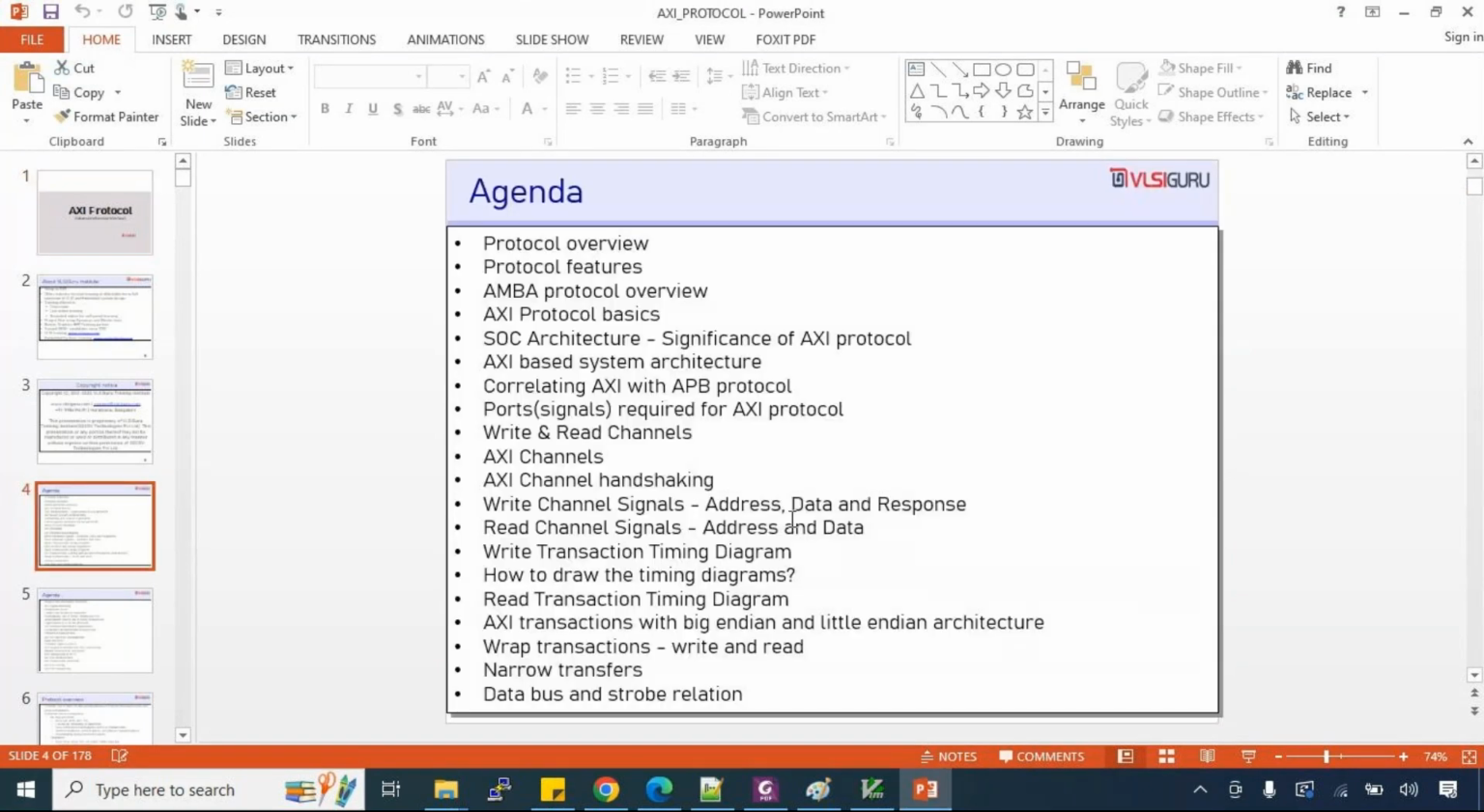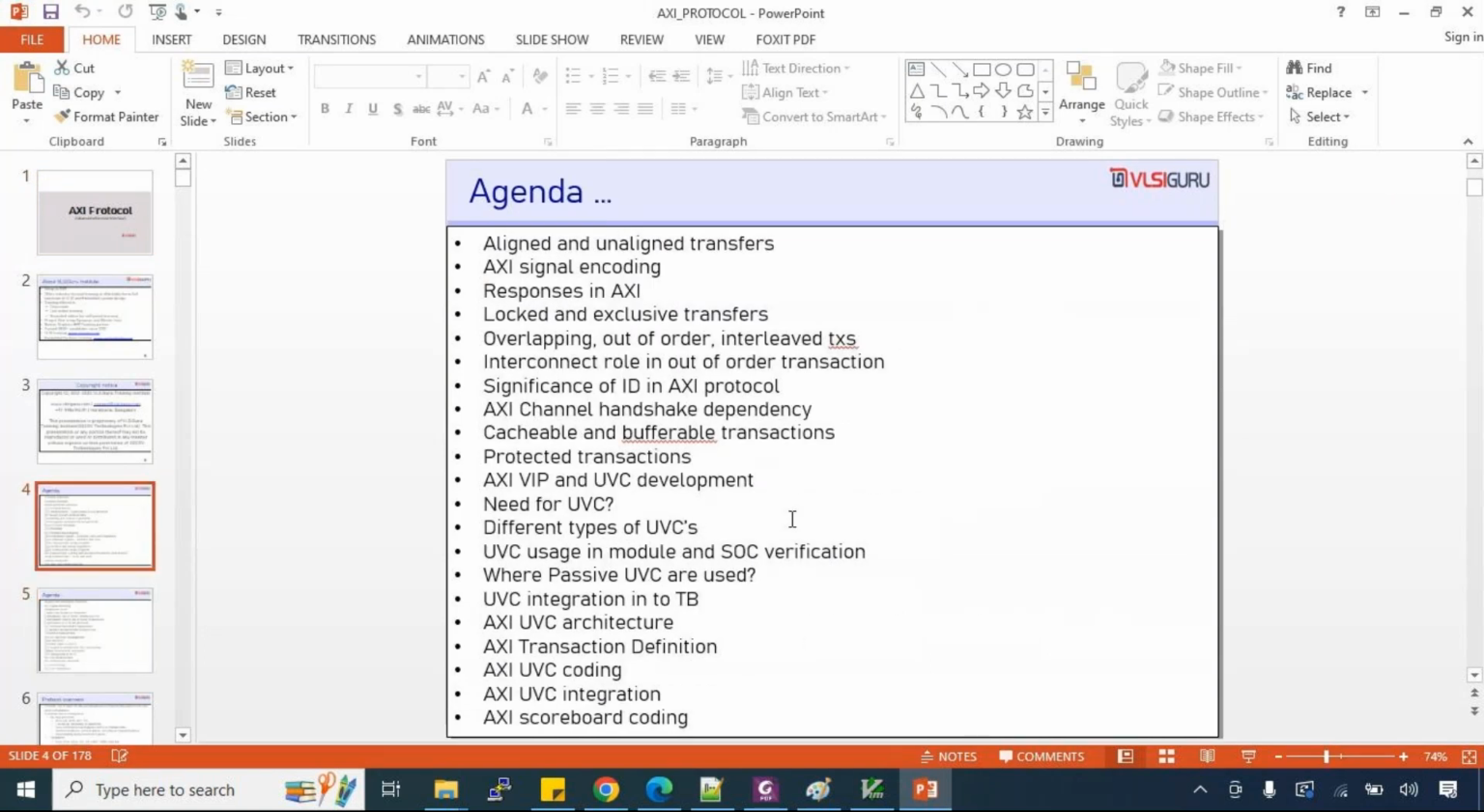Just please read this once. This is the agenda of the training. There are 2 pages of agenda overall. First read the first one.